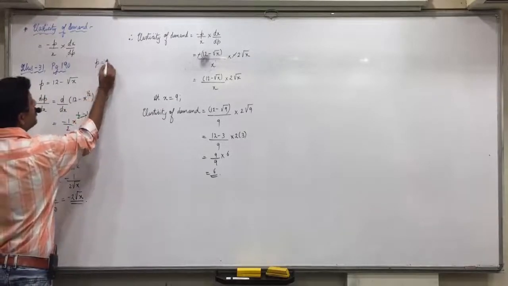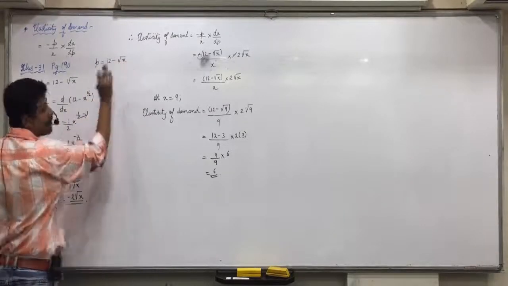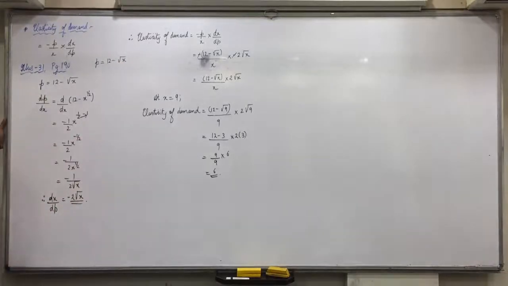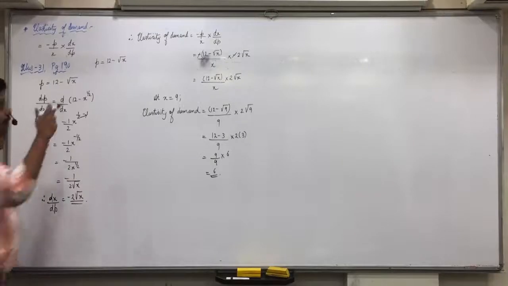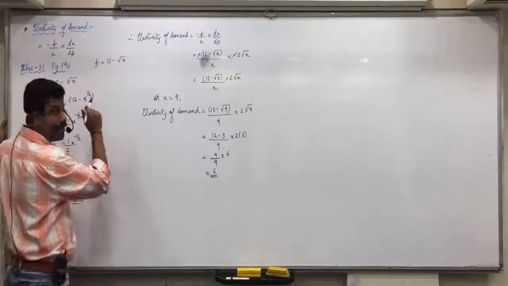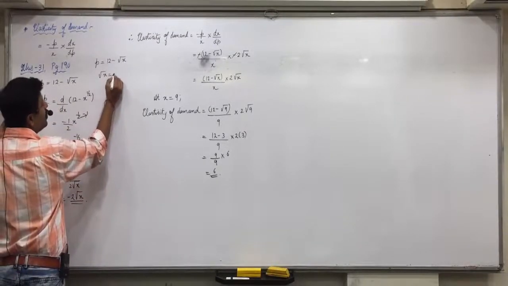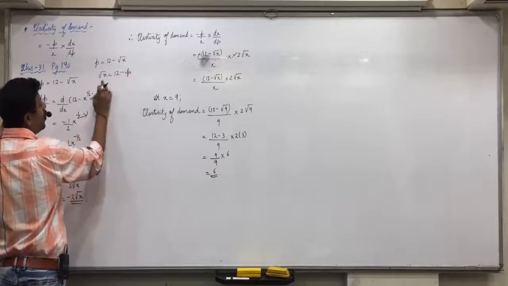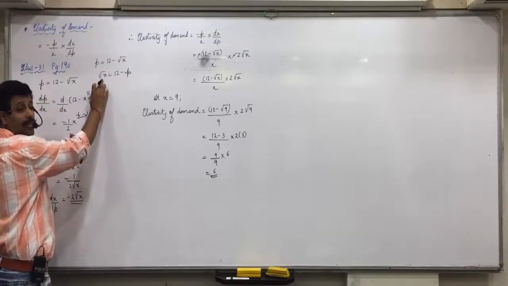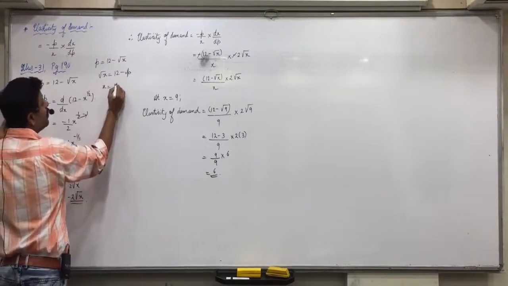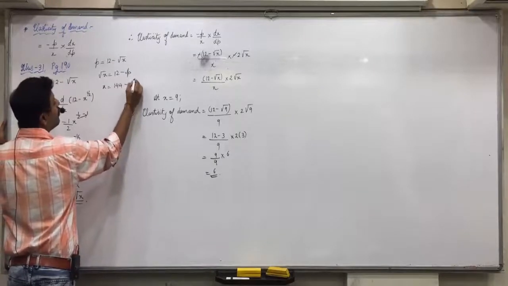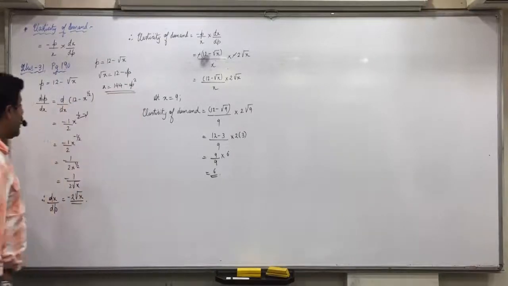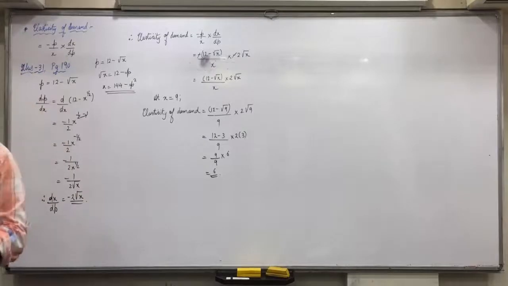See if P is 12 minus root x. Now if price is given, then right side we require P. What will you do? Root x equals to 12 minus P. What will you do to cancel the root? After that the procedure will remain same.